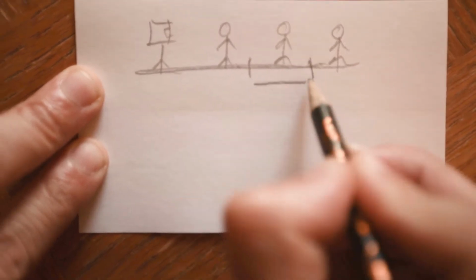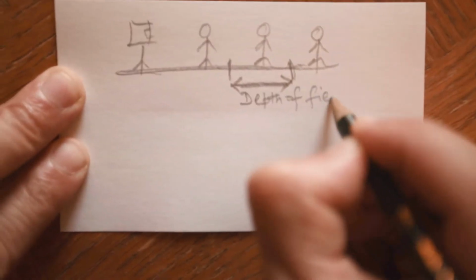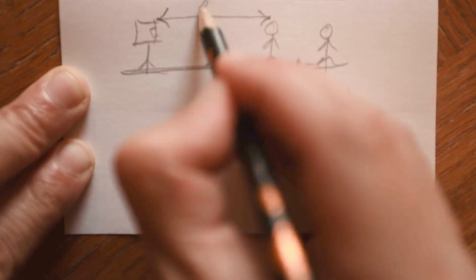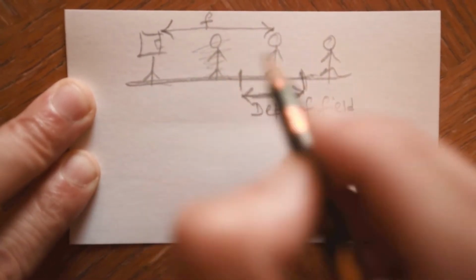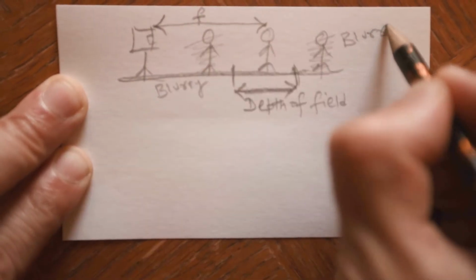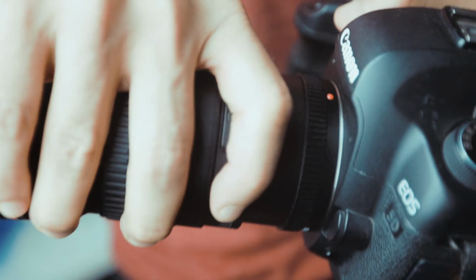Depth of field is the little slice that is in focus. So your background is blurry. It's not just the background, it's also the foreground. There is a little tiny bit of slice that is in focus, and that is the depth of field. Let's go.